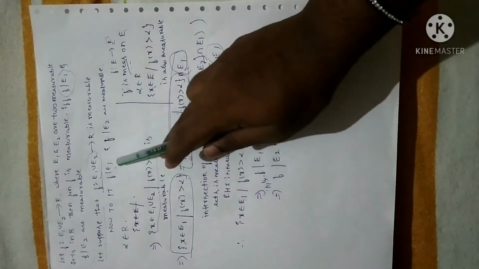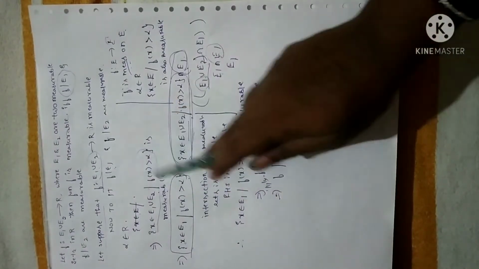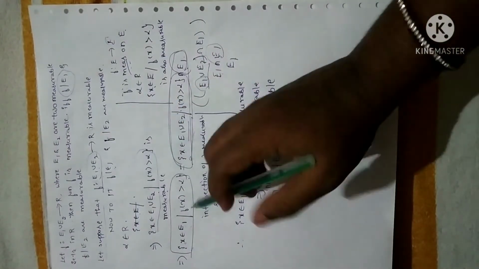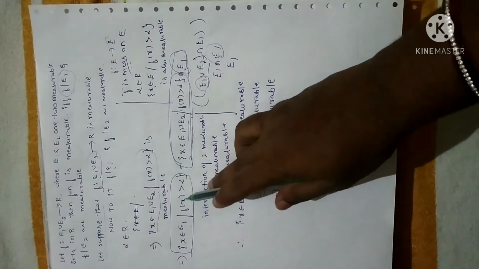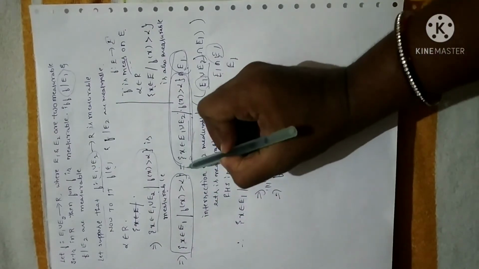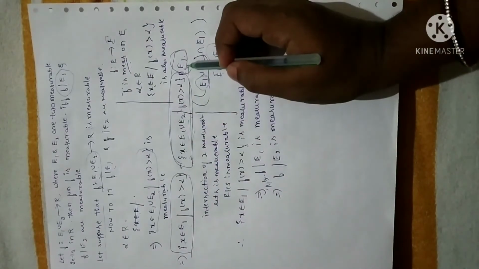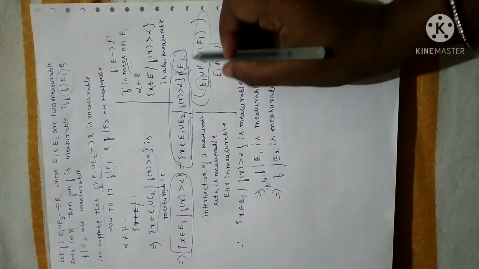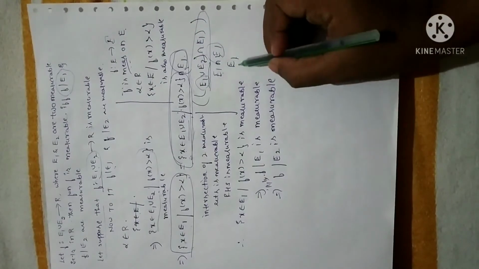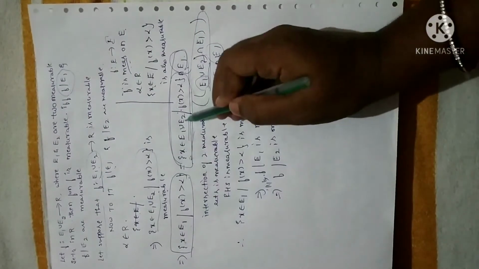Now I have to prove that f restricted to E1 is measurable. F restricted to E1 can be written as {x belongs to E1 such that f of x greater than alpha}. Now x belongs to E1 can be written as (E1 union E2) intersection E1, right? So here I have simplified. When you combine all this, you will get E1 only. So I have rewritten this in this form.